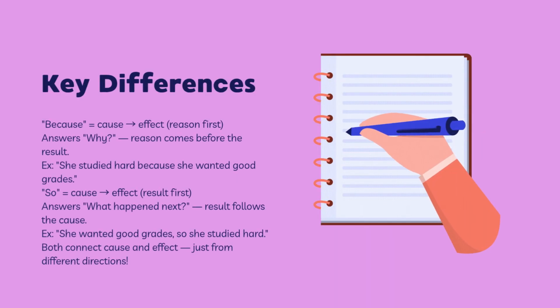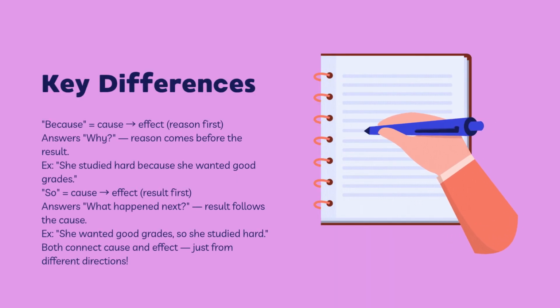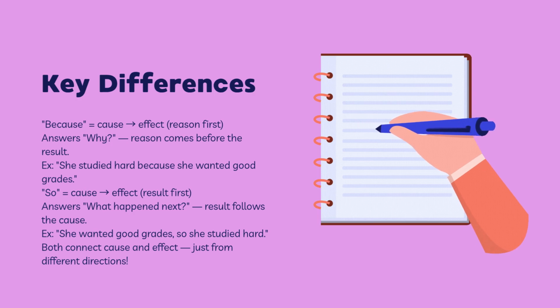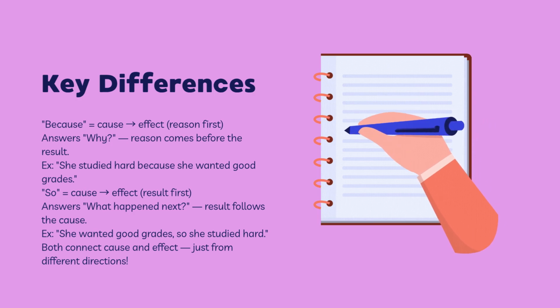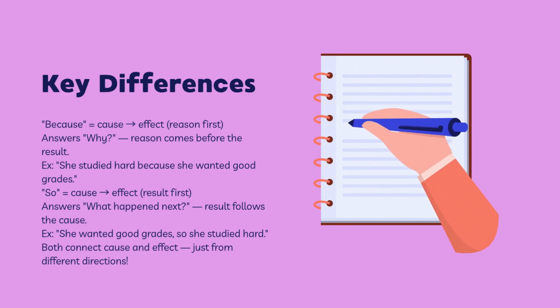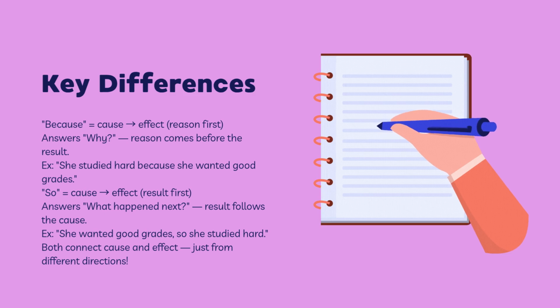Now, let's compare because and so. Both because and so connect cause and effect, but they show the relationship from different directions. First, let's look at because. Because shows the cause or reason first in meaning. It answers the question, why?